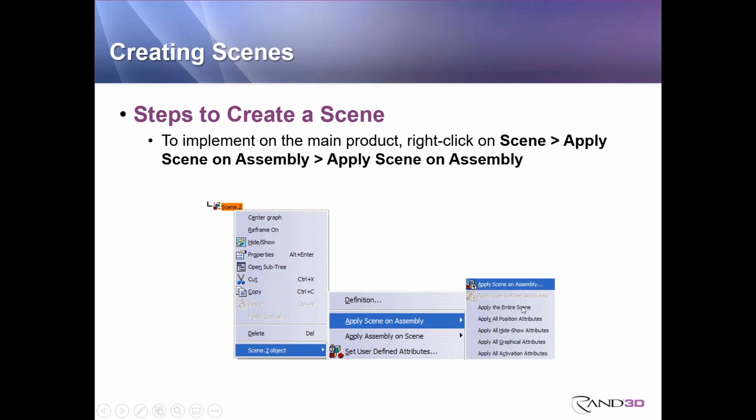If you ever forget what those 4 things are that scenes are supposed to be remembering for you, they're right here. I can apply just the position. There's just 10 of the settings. Hide, show, graphical, that's color, and activate and deactivate. So those are the things that it's trying to remember for us. And instead of applying all 40 of them, even though the list says 40 things, I could apply just 10 of them at a time if I need to.